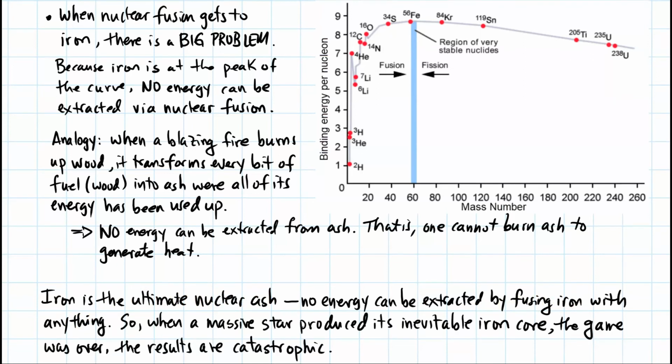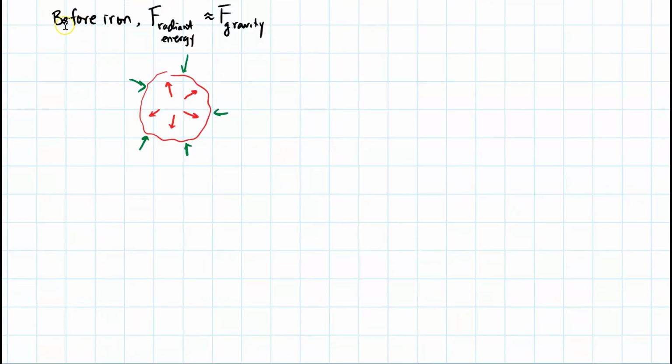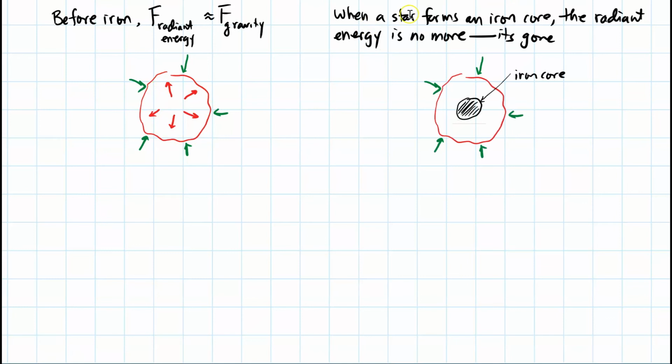So, when a massive star produced its inevitable iron core, the game was over. The results are catastrophic. There is no more radiant pressure. Before a star reaches an iron core, the radiant energy was balanced out by the force of gravity. So I had an equilibrium situation. When a star forms an iron core, the radiant energy is no more. It's gone. The only thing that's left is this force of gravity and this iron core. So what happens? The force of gravity instantly collapses this star.